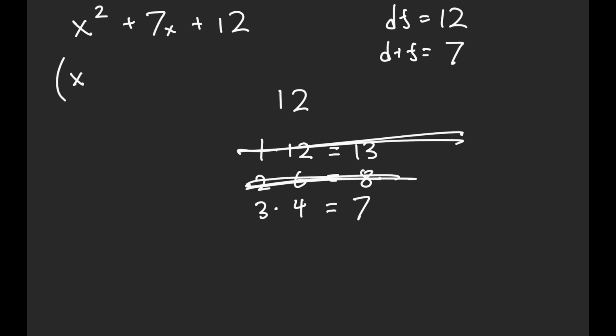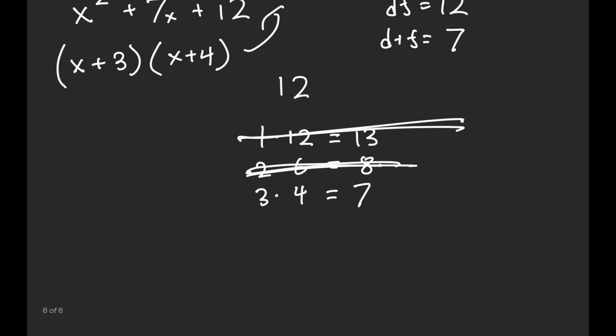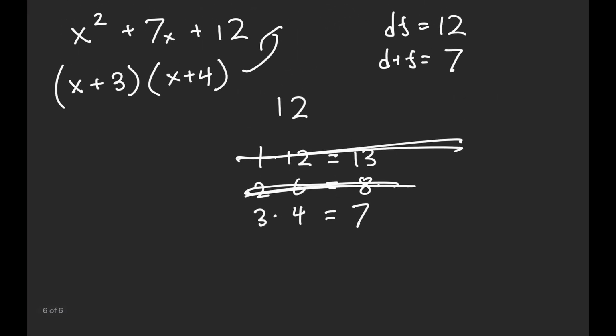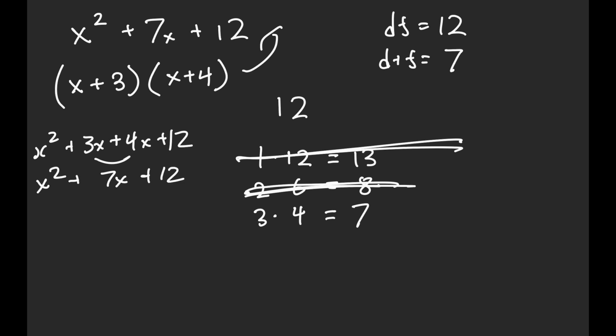Therefore, we can factor this expression into x plus 3, x plus 4. And if you want, you can FOIL this out to check. It will create this expression. You know what? I'm just going to do it right now. x squared plus 3x plus 4x plus 12. Combine like terms. Now we have plus 7x. And boom, we have our original expression. And this step is literally just me FOILing it out.